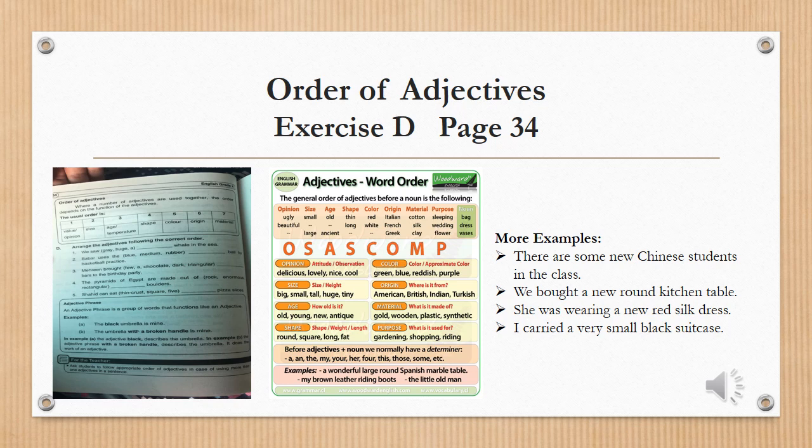Before moving on to the next slide, let me share with you some more examples using the given order of adjectives. There are some new Chinese students in the class. We bought a new round kitchen table. She was wearing a new red silk dress. I carried a very small black suitcase. Coming to the exercise, in exercise D, you have to arrange the given adjectives following the correct order.